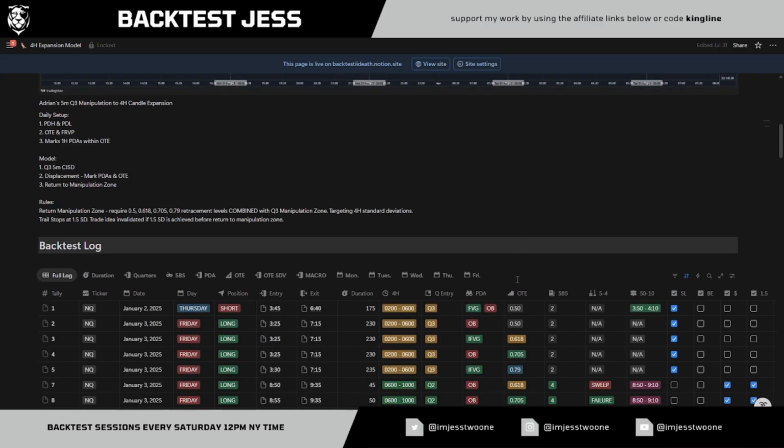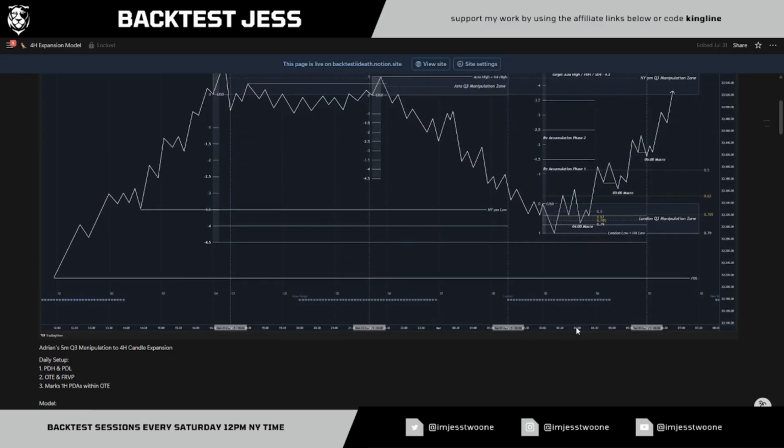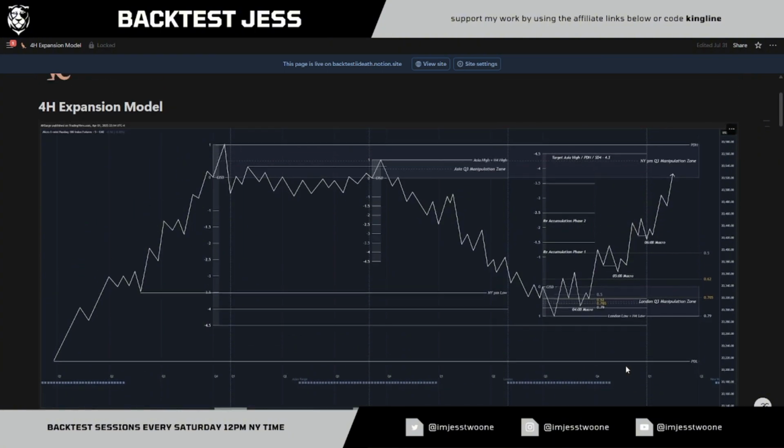Alright. So, for those of you that are new, I don't think anyone is, but just to recap on what we're doing, we have been backtesting Adrian's 5-minute Q3 to 4-hour expansion model. The model consists of marking out previous day high and low, marking out OTE and fixed volume range profile within that daily expansion, and then marking out your 1-hour PD arrays. We then wait for a 5-minute Q3 to form. Once that Q3 forms, it has created a change in state delivery. It's leaving behind a manipulation zone.